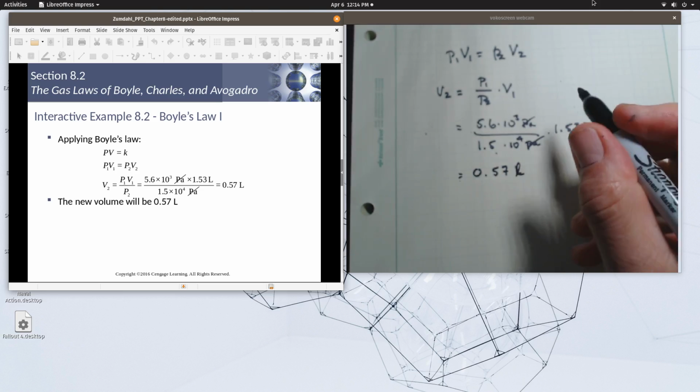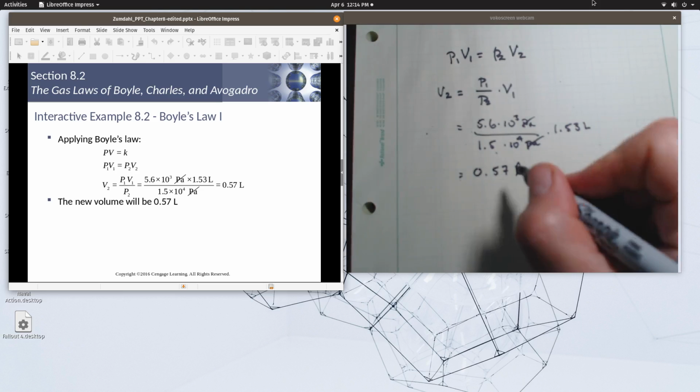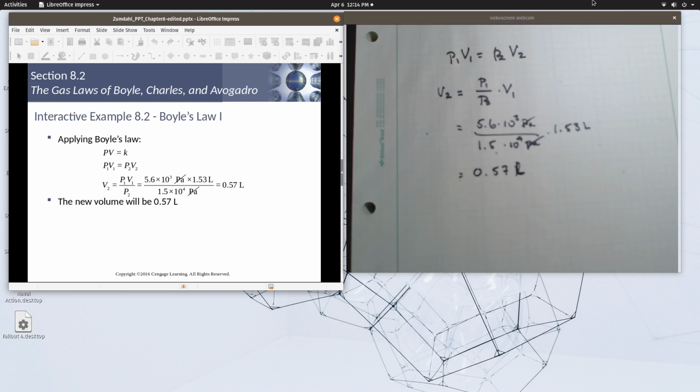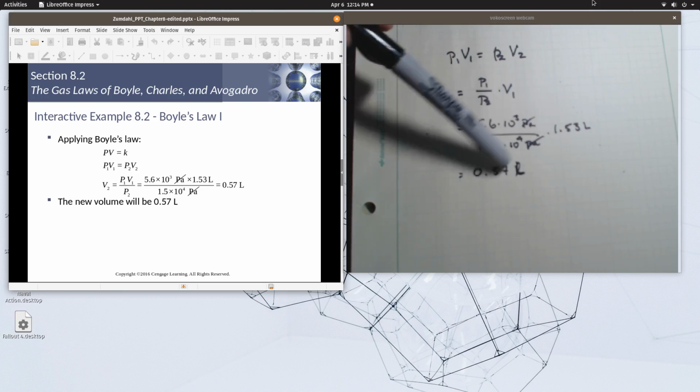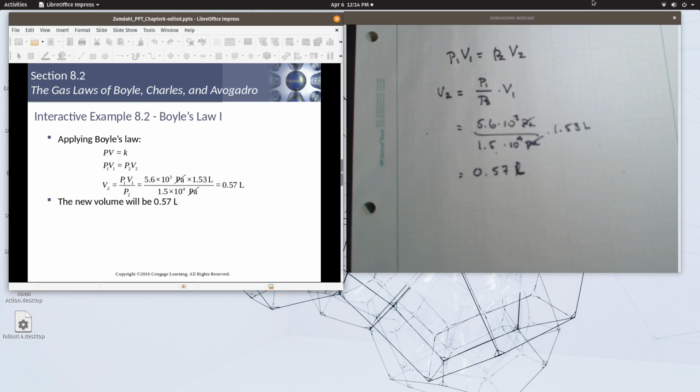Sometimes we can write this as lowercase l, but maybe it's best to put it as uppercase L. So the new volume is smaller. Does that make sense? Well, it does. I've increased the pressure by roughly a factor of 3, and therefore the volume goes down by roughly a factor of 3, just as a quick internal check. Very simple. Again, keep track of your units, keep track of everything as you do this.